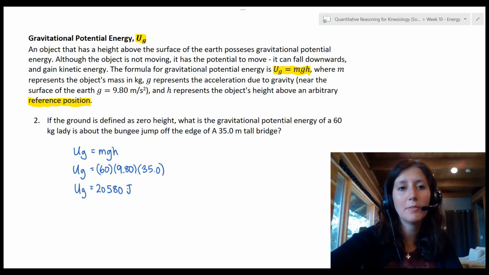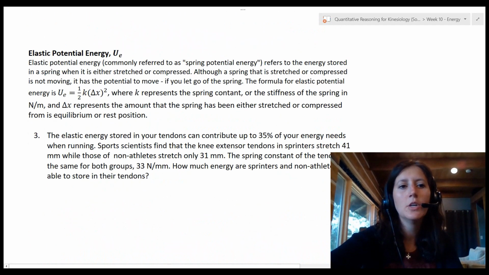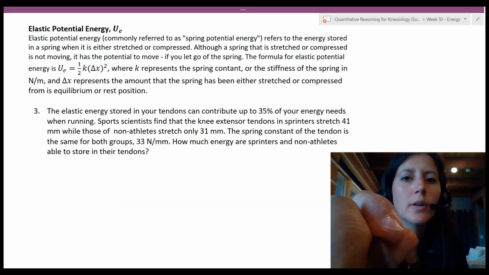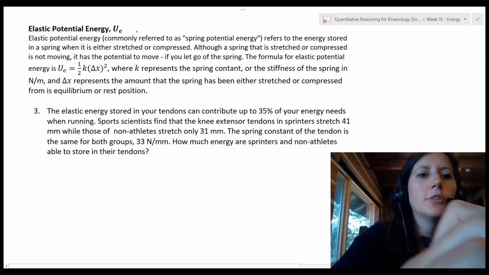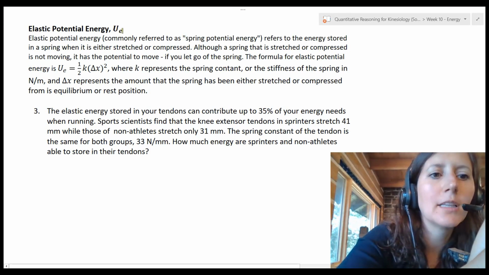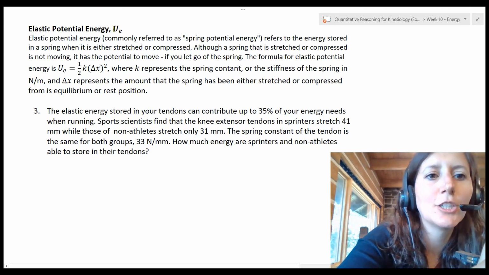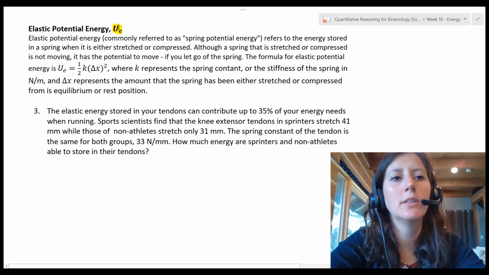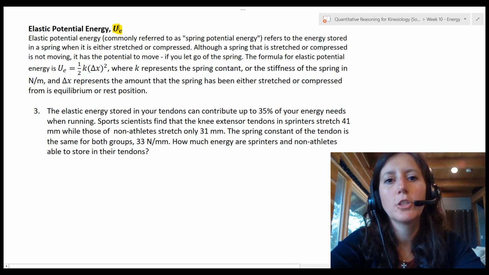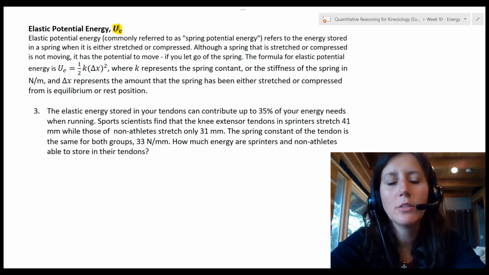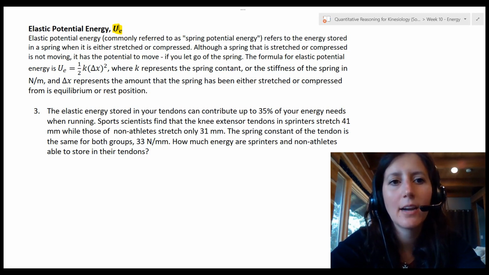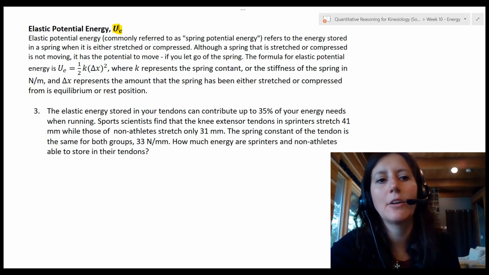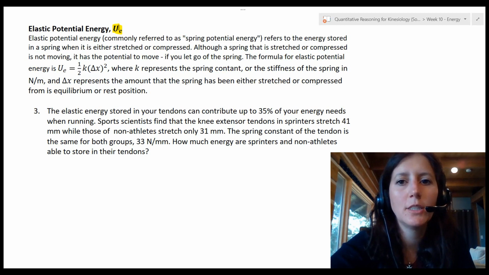Moving on to the third type of energy we're going to discuss in this course, which is elastic potential energy. The symbol for elastic potential energy is UE. E for elastic, U for potential energy. It's often referred to as spring potential energy as well. So some people will put a little S there instead of the E for spring potential, but we're using an E, and that's how you're going to see it on your formula sheet.